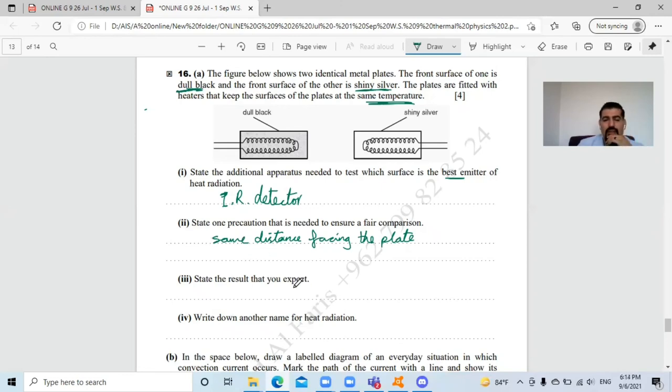State the result that you expect. What do you think? Which one will emit more heat? The dull black, yes, thank you. The dull black emits more heat, or radiates more heat, okay? The dull black emits more radiation. Write down another name for heat radiation. What's the other name for heat radiation? Infrared.